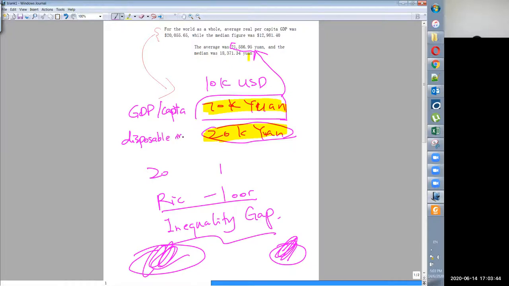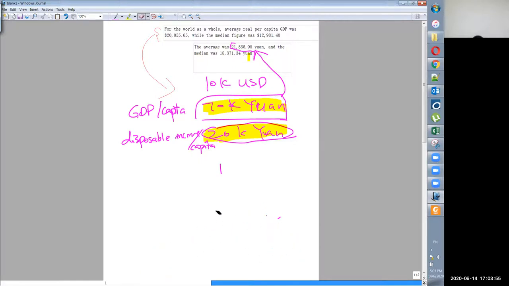Can you tell me what's wrong here? Or can we try to understand what's wrong here? So a lot of it is not disposable. So you mean like 50K yuan has gone somewhere.